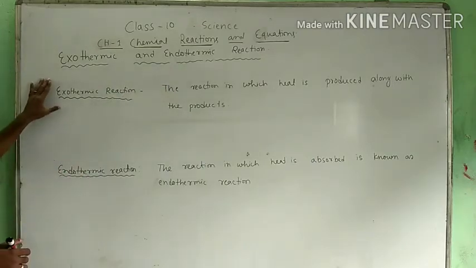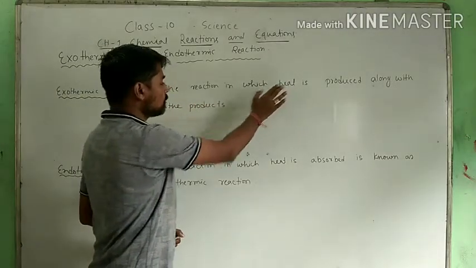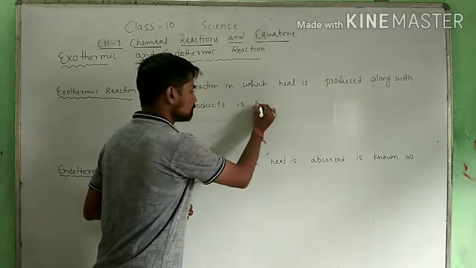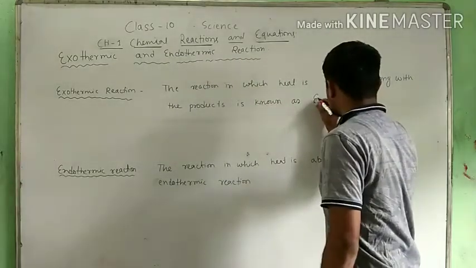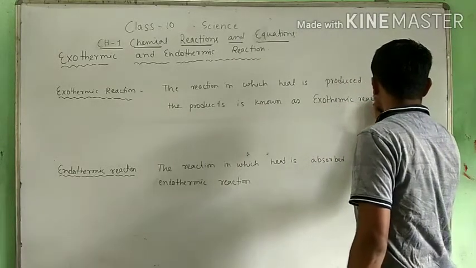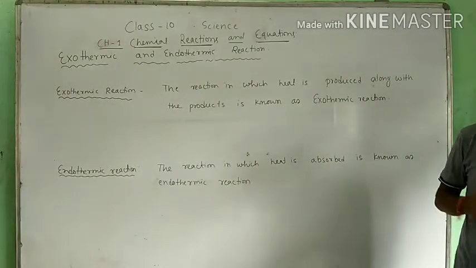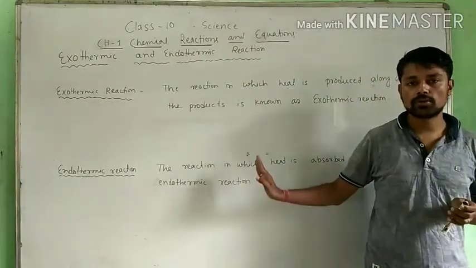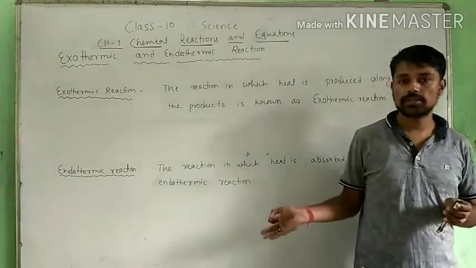Let us first discuss what is exothermic reaction. The reaction in which heat is produced along with the product is known as exothermic reaction. Means in this type of reaction heat is produced. A very simple example of this reaction is burning of wood or coal. When we burn wood, what happens? Heat is produced, as we can see.